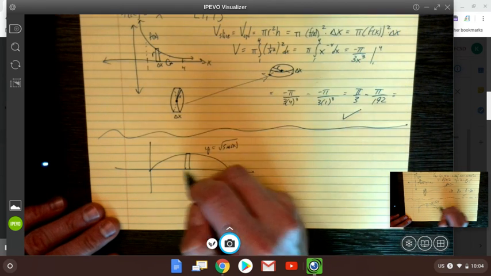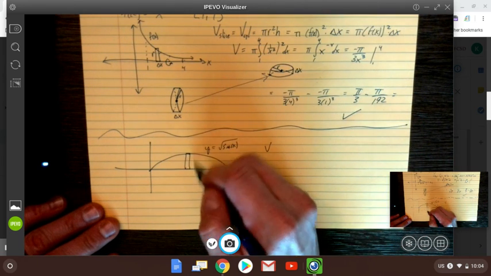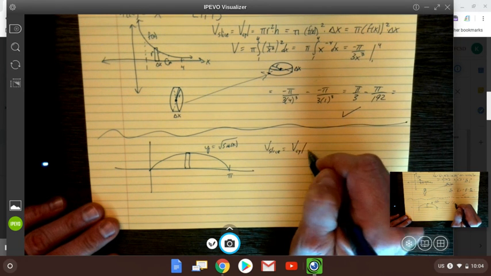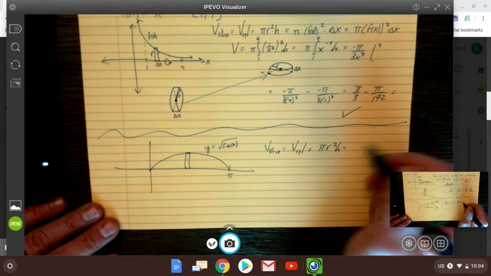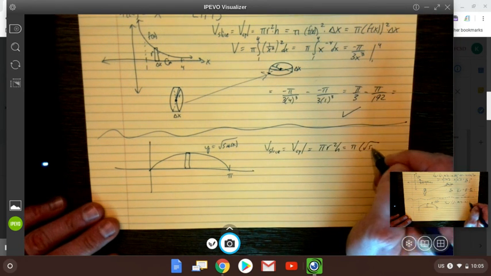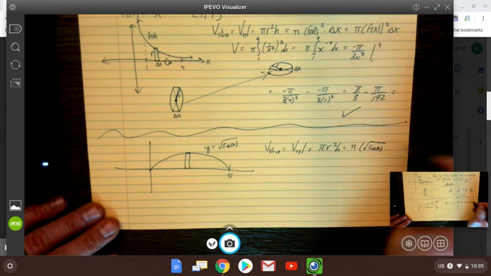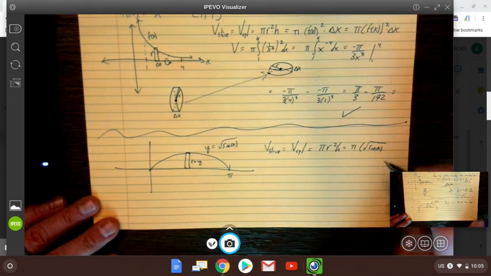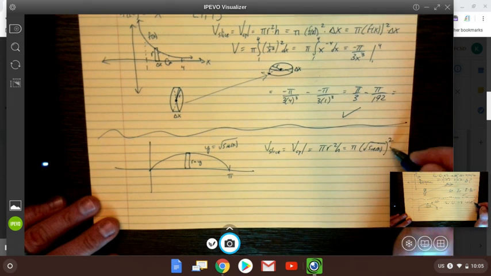So we're going to set this up. The slice is a rectangle. We rotate the rectangle, we get a cylinder. Volume formula of a cylinder is pi r squared h. Pi. Oh, isn't this convenient? The radius happens to be radical sine x, and we're squaring it.